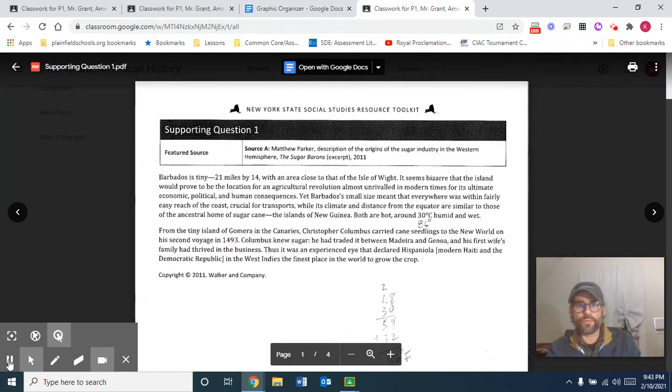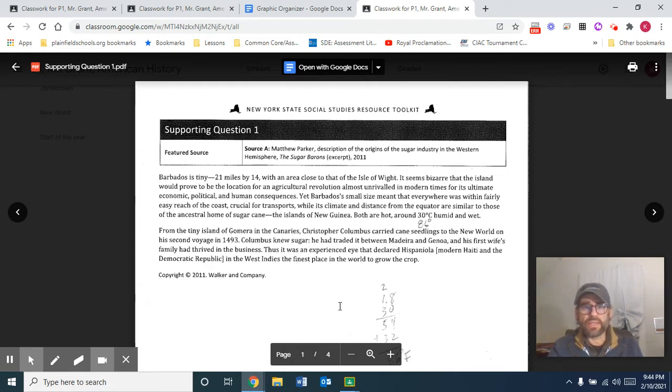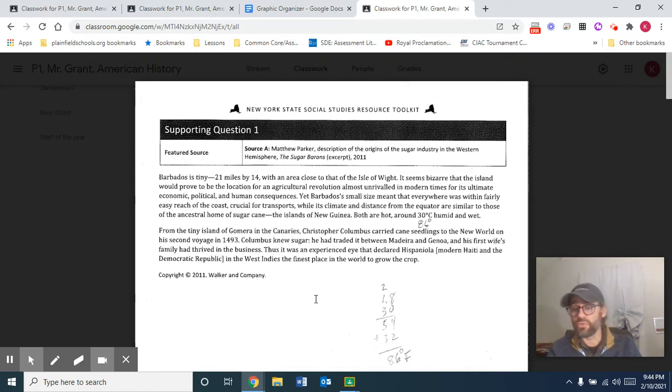Okay, our first resource here is a short reading, and it is about the island of Barbados. And what it's really describing is that the people to discover it, Christopher Columbus included, found it to be an ideal place to plant sugar. And he gives some specific details on why that's the case.